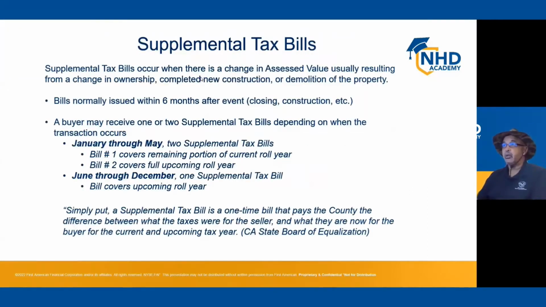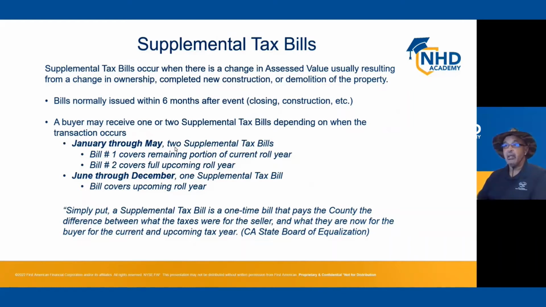Supplemental tax bills occur when there's a change in assessed value, usually resulting from a change in ownership, completed new construction, or demolition of the property. Supplemental bills are normally issued within 6 months after the event, whether it's a closing, construction, etc. If it's a demolition, then it's normally going to be a negative supplemental bill, essentially a credit back to the homeowner. A buyer may receive 1 or 2 supplemental tax bills depending on when the transaction occurs.